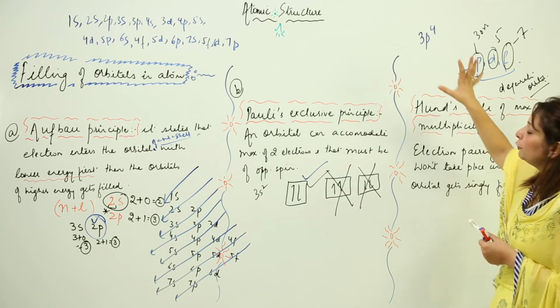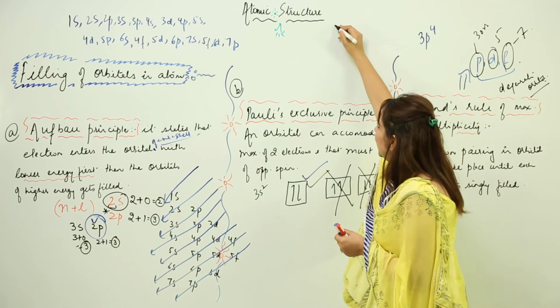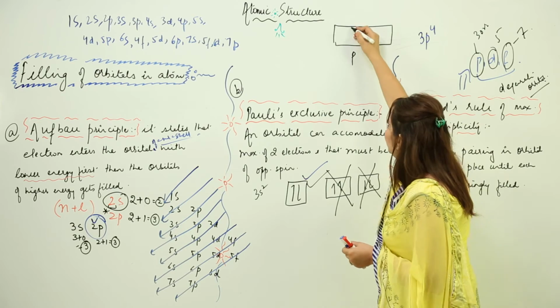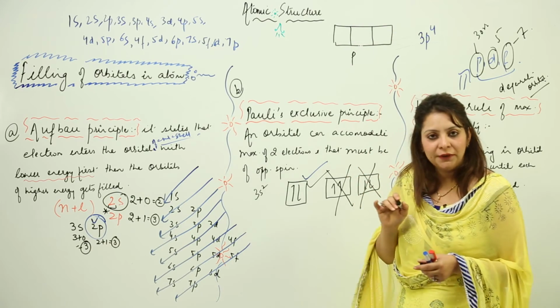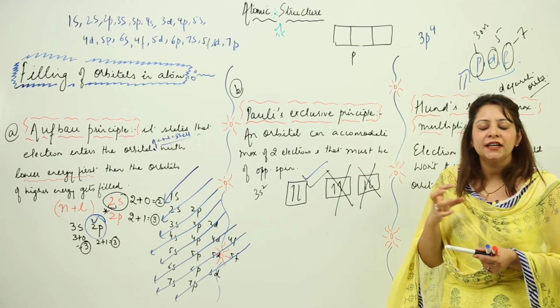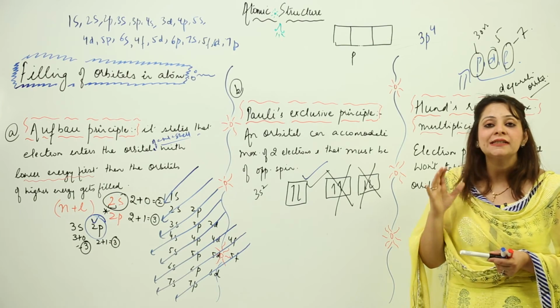So suppose I have 4 electrons in my p orbital. So that means the p subshell. How many orbitals do I have in p? As I told you, we have 3 orbitals. So that means this is my orbital. These boxes are indicating my orbitals. As they are just joined with each other and they belong to the same p, that means they are degenerate orbitals. They possess the same energy.